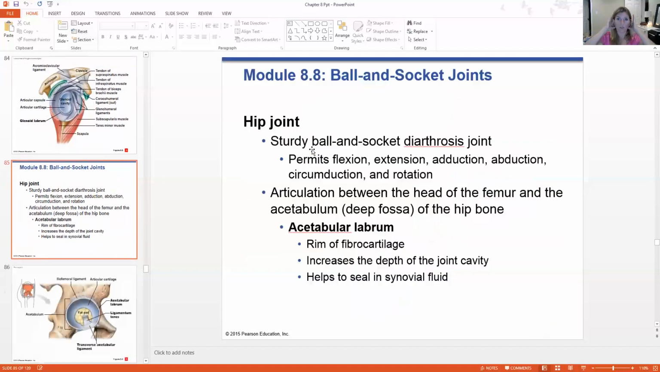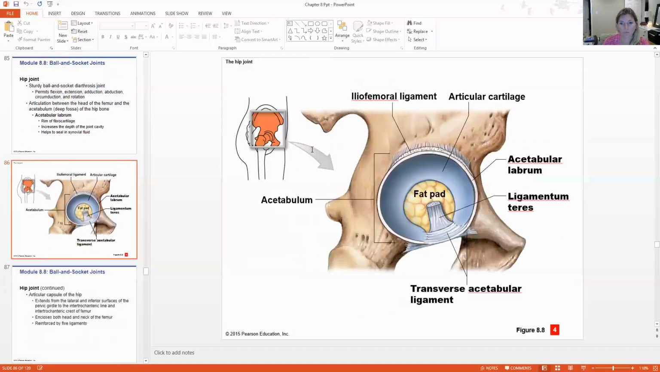We're not getting to muscles just yet. Let's talk about the hip joint, another ball and socket joint, but this one's more sturdy because there aren't that many degrees of movement. There's really flexion, extension, adduction, abduction, a little bit of circumduction, a little bit of rotation. So the acetabular labrum is here again to deepen that joint cavity, and there is synovial fluid in here, etc.